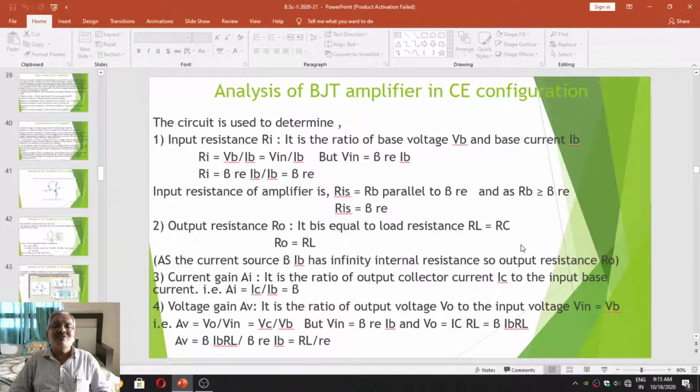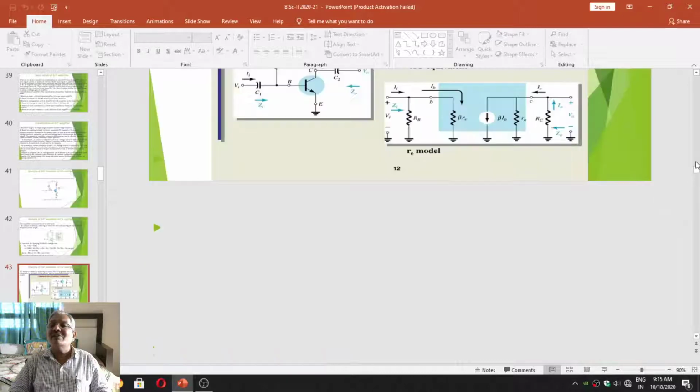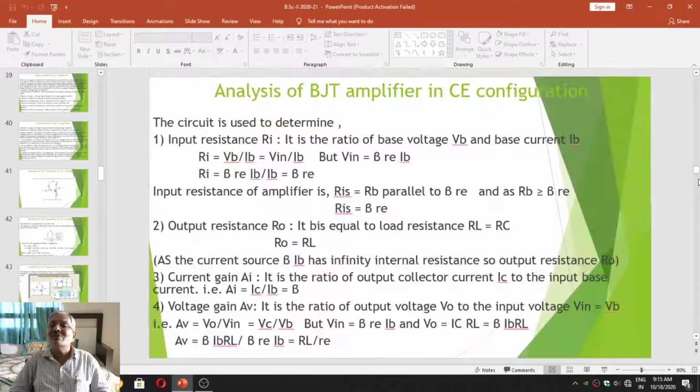Output resistance is equal to whatever resistance we have connected, that is RO is equal to RL. As the current source beta IB has an infinite internal resistance in the diagram here, look at this current source, it has an infinite resistance. So that's why output resistance is equal to RO, and that's equal to RL, that's equal to RC.